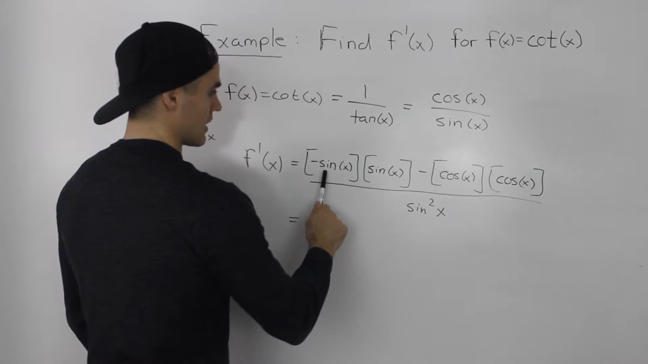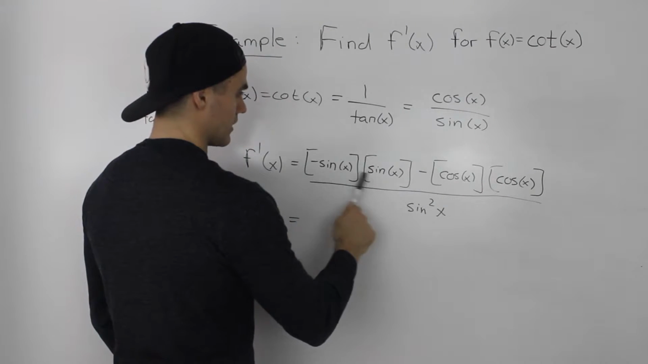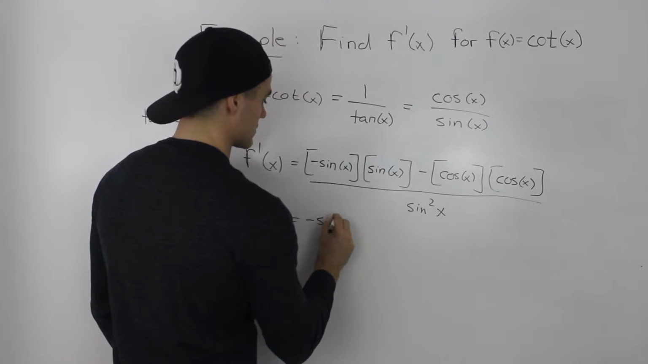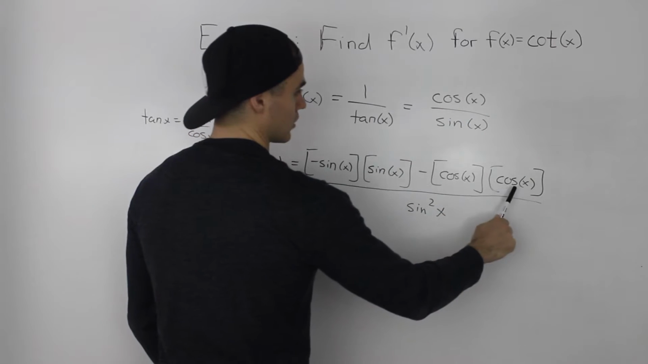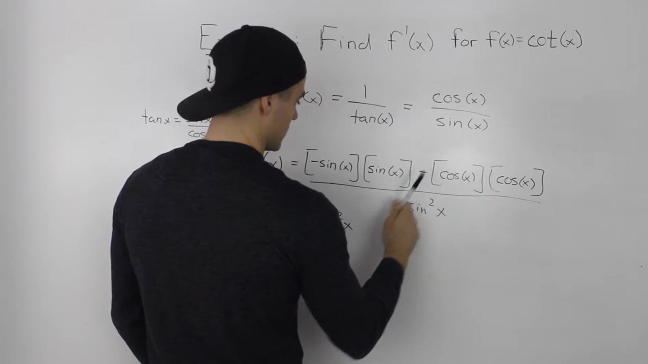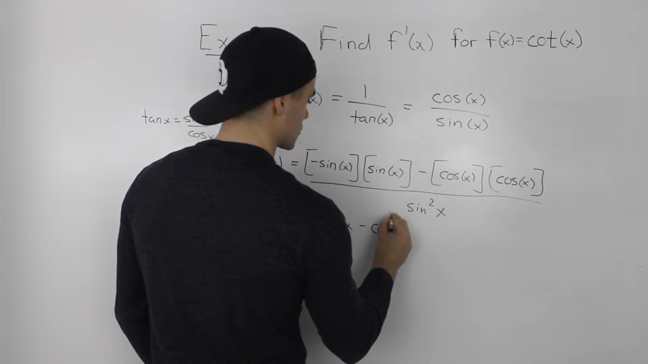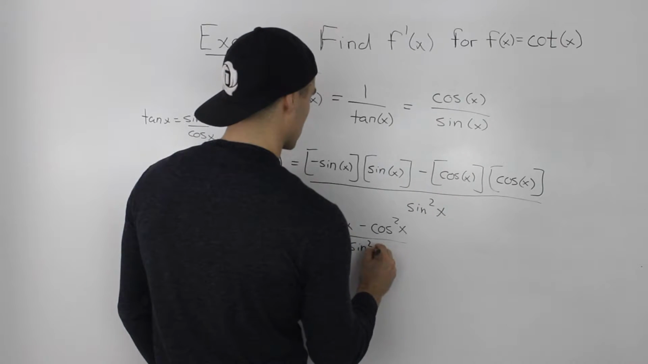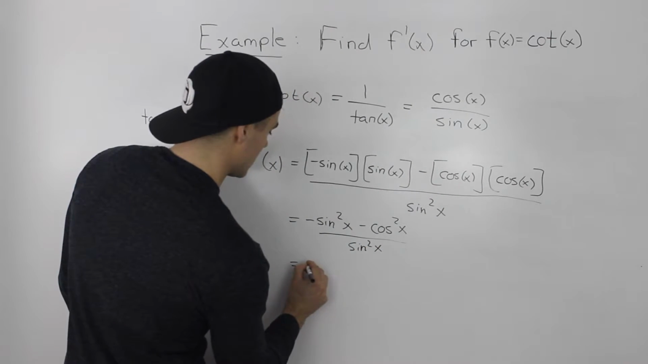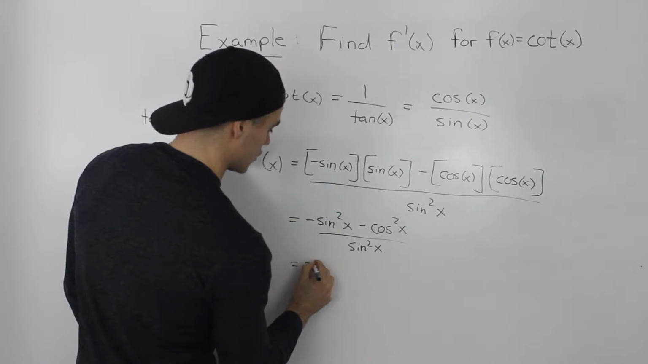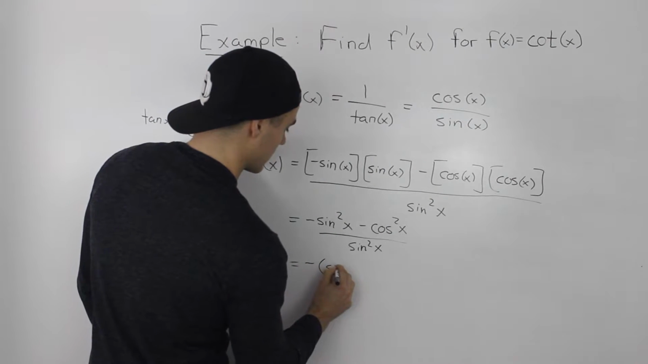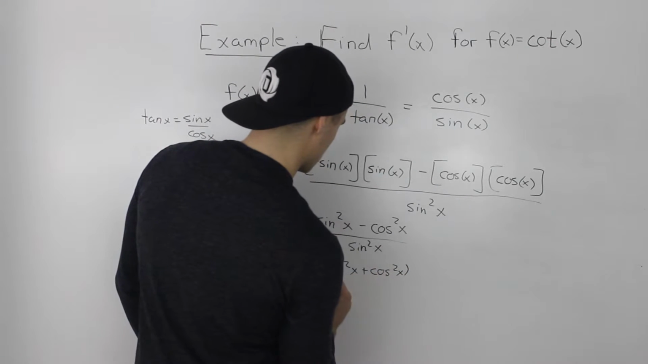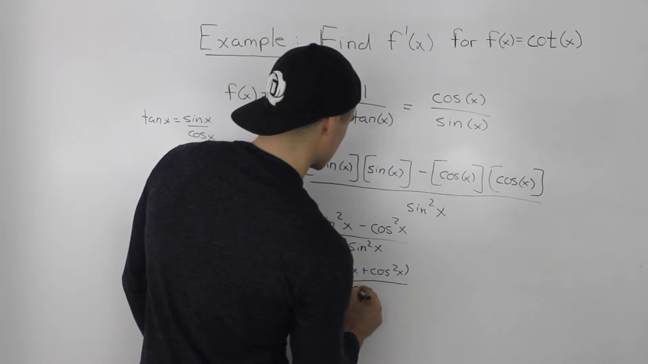And then notice how we can simplify this. So sine x times sine x ends up being negative sine squared x. And then cos x times cos x, we keep this negative here, is cos squared x. And this is all over sine squared x. Then notice how we could factor out a negative from the numerator. So we'd end up having sine squared x plus cos squared x all over sine squared x.